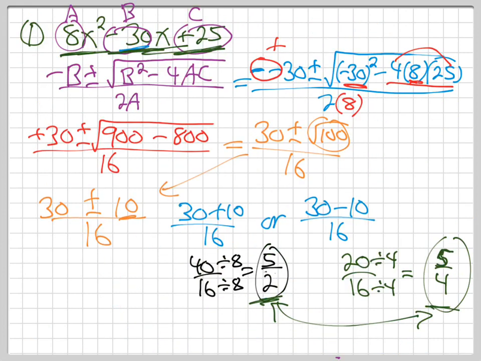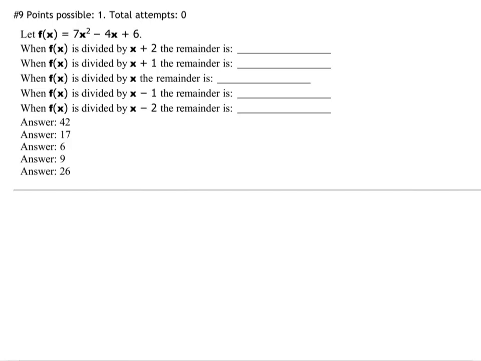Okay, so let's go back. So now we're on number 9. Number 9 should be much easier. 8 was the hardest one. Number 9, they're saying take that function and divide by x plus 2. So we can do that easily enough. We just put a 2 here, take the function, 7, negative 4, 6, and we'll divide. What are we going to get? Bring down the 7.